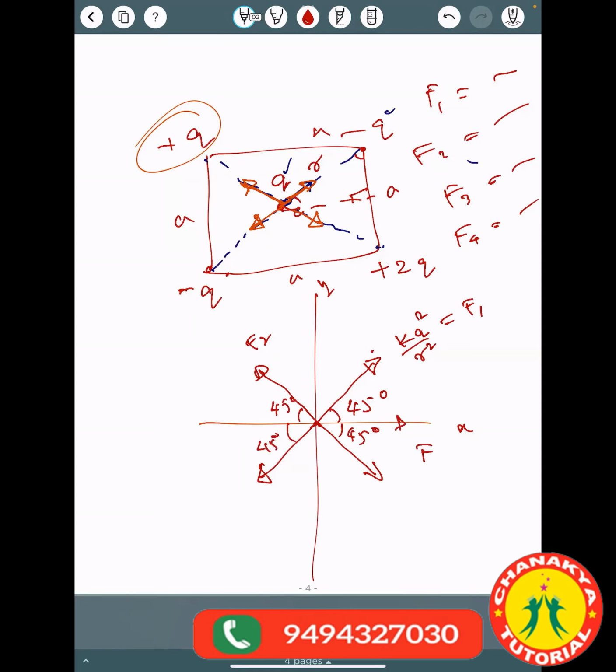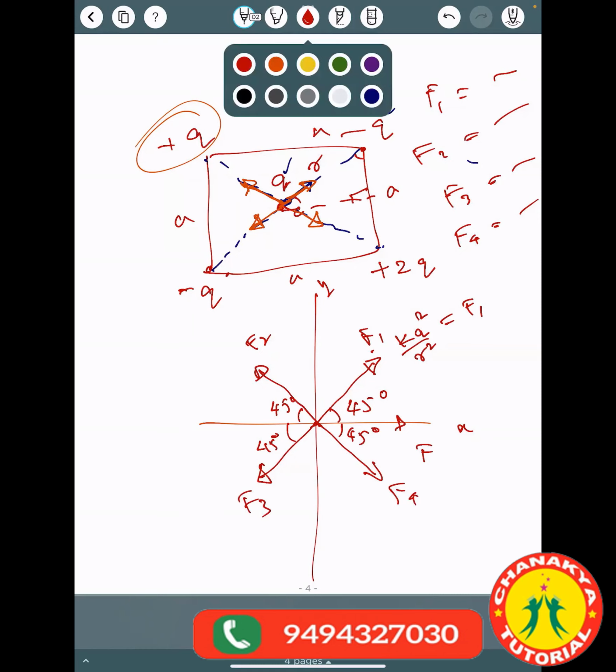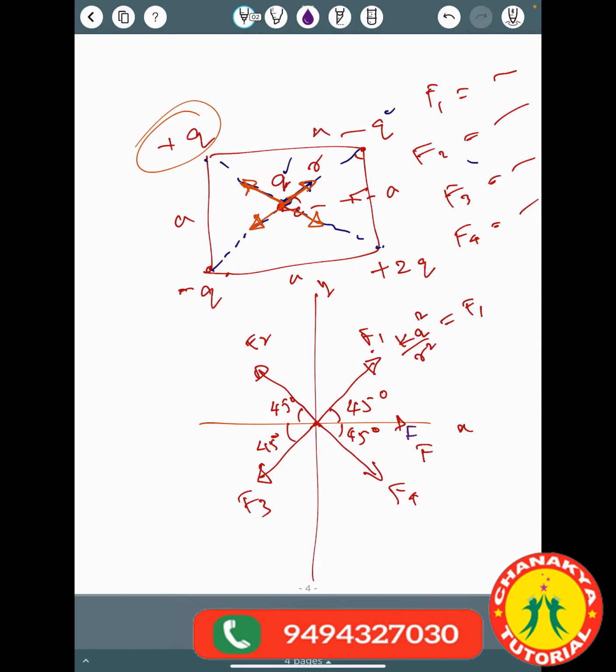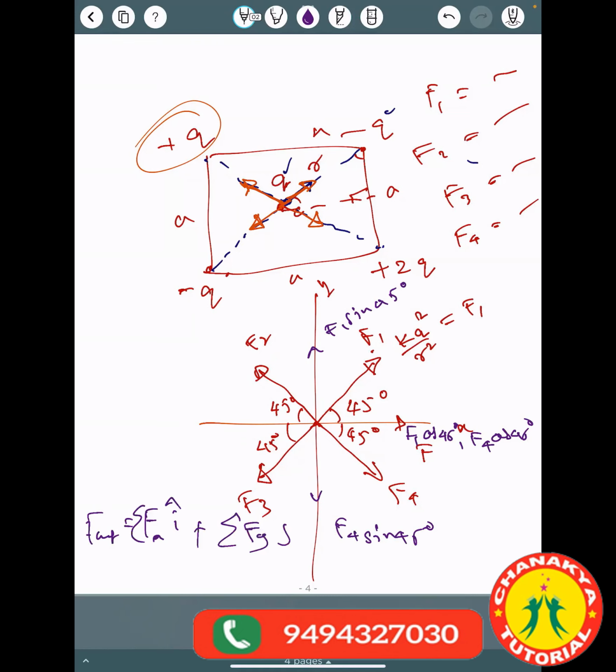So do the component of each force. Here this is F1, F2, F3, F4. Do the components. This will be how much? F1 cos 45 degree. This will be F1 sine 45 degree. Similarly, you do here F4 sine 45 degree, here F4 cos 45 degree. Similarly, you do all components, and the net force will be: you add all x components, I cap, plus all y components, j cap. You understood?